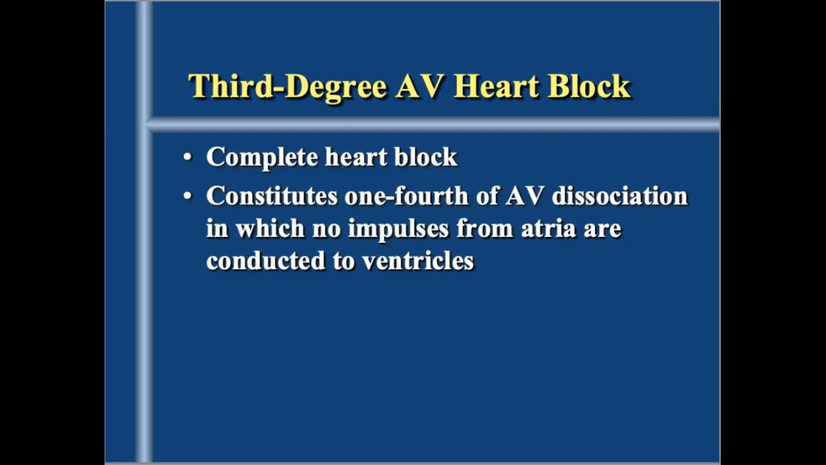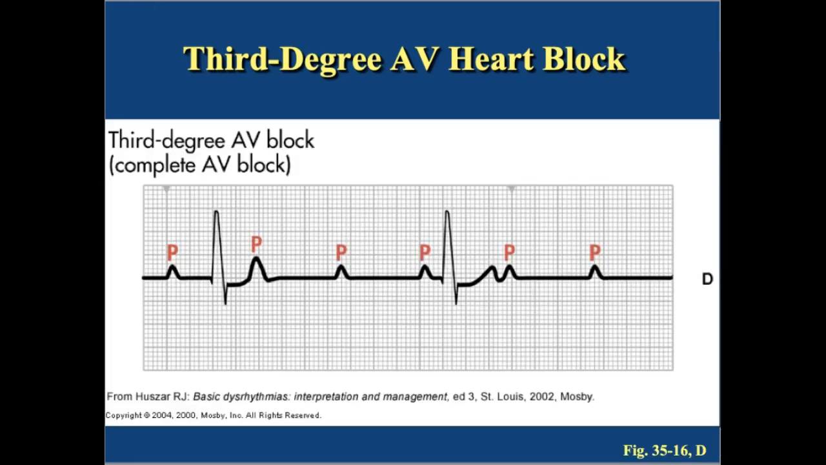Finally, we have a third degree heart block, and complete heart block is another word that you'll hear for this. Basically, you've got no impulses being conducted from the atria to the ventricles. There's just complete dissonance. You're going to see the ventricles firing and you're going to see the atria firing, but they're not going to be together at all. They're divorced. In third degree heart block, the atria and ventricles have completely dissolved the marriage.